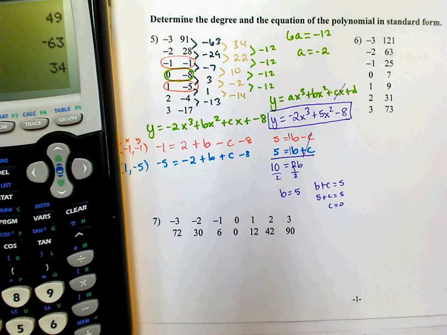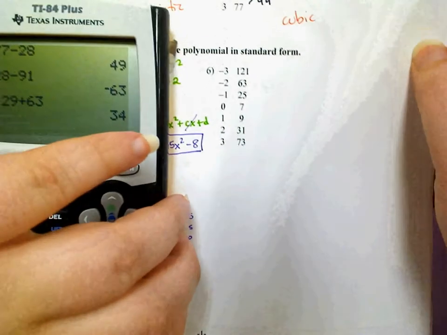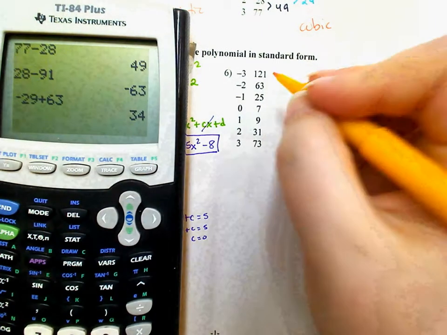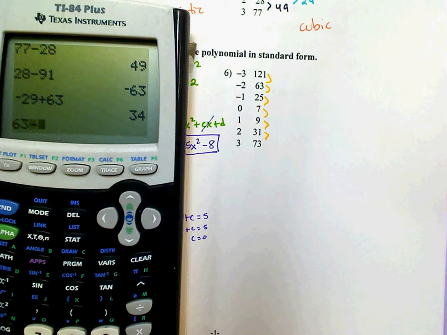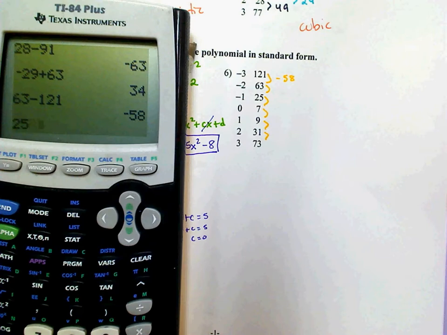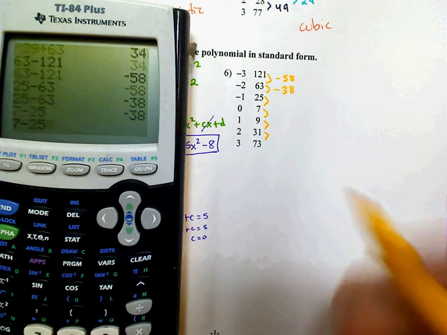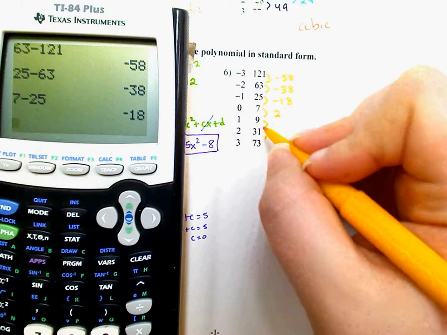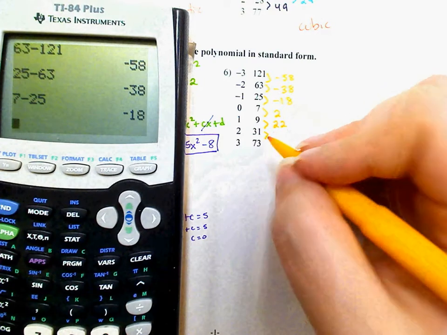Okay, let's go to number 6. So first I need to figure out the degree. Okay, 63 minus 121 is a negative 58. 25 minus 63 is a negative 38. 7 minus 25 is a negative 18. 9 minus 7 is 2. 31 minus 9 is 22. I think I'm right. And then 73 minus 31 is 42.